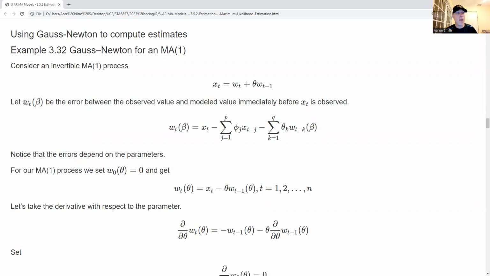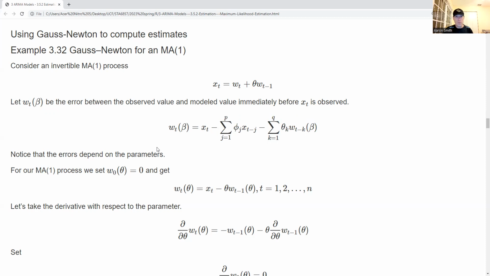All right, so we're going to say that W sub t of beta is the error between our observed value and the modeled value immediately before we observe X sub t. So I'm in the situation that I've got t minus 1 observations. I want to predict the future value when I'm right before seeing it. All right, well, if I go through the work that we've done before and just work out the details, this is going to be that error term, X sub t minus all of this.